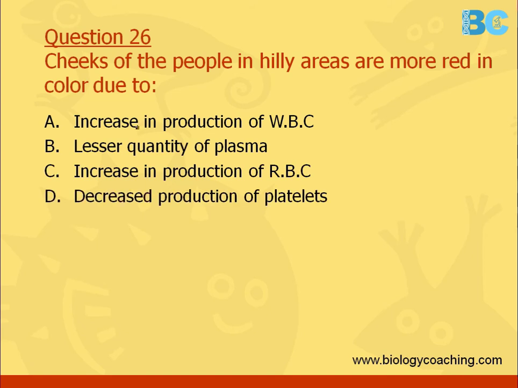Cheeks of the people in hilly areas are more red in color due to increase in production of RBCs. You can have the options here like increase in production of WBCs, lesser quantity of plasma, decreased production of platelets, but this is the most general sort of question. That is why I have marked the option directly here. It is because of the increased production of RBCs that the cheeks of the people who live in hilly regions are red.